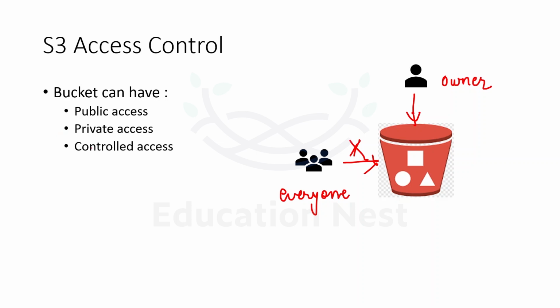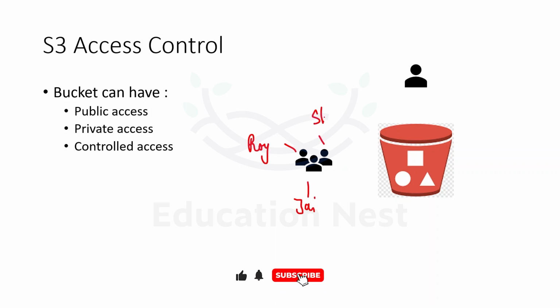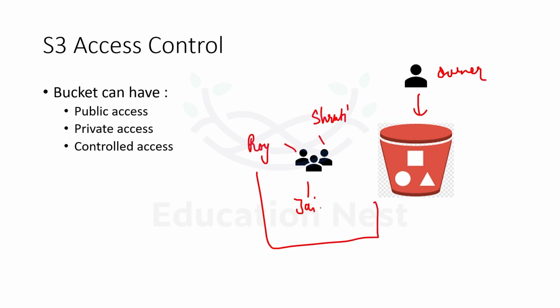Lastly, we have the controlled access. This is what I was talking about. If some people I want to allow access to this bucket, so let's say out of these three, this is Roy, this is Jay, and this is Shruti. And this is the owner of the bucket. The owner of the bucket by default would have access to the bucket, right? Because if the owner does not have access, it doesn't make any sense. But suppose I just want Roy and Jay to have access to this bucket. I don't want Shruti to access this bucket. That also can be done.